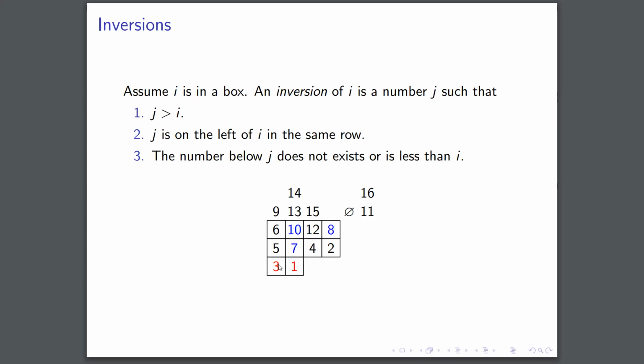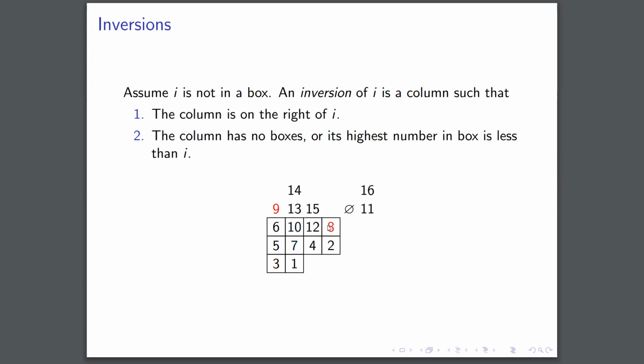And 3 is an inversion of 1. That's because 3 is larger than 1, 3 is on the left of 1, and the number below 3 doesn't exist. This is the definition of inversion when the number I is in a box. And I guess this is the thing Sean was talking about in the previous talk.